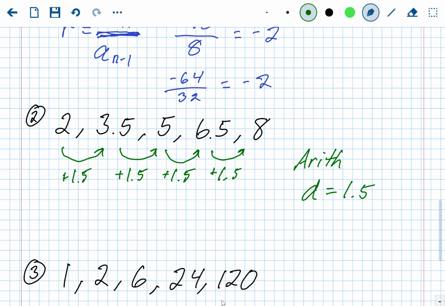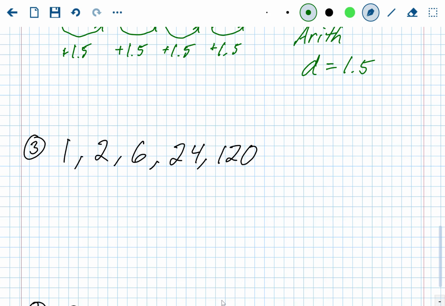The third one, 1, 2, 6, 24, 120. Right away I could rule out arithmetic because these are going up different amounts. This one's +1, this one's +4, this one's +18. So no pattern in the addition. So I look for multiplications.